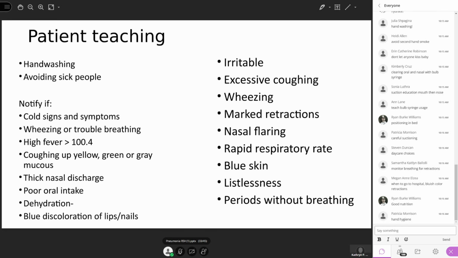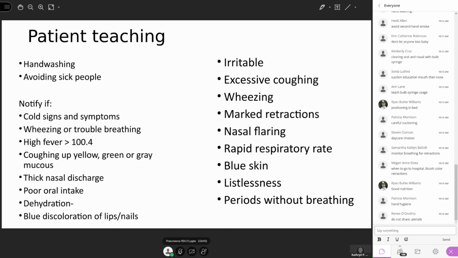All right, let's see how you did. What to notify for. So we always want to have teachable moments. Wheezing, trouble breathing, high fever, anything over 100.4, they should call. Let the provider talk to the parent and make an assessment over whether or not the child needs to be seen. Any kind of discoloration of mucus, yellow, green, gray, that red tinge, right? Clear, white, we're pretty happy with that.